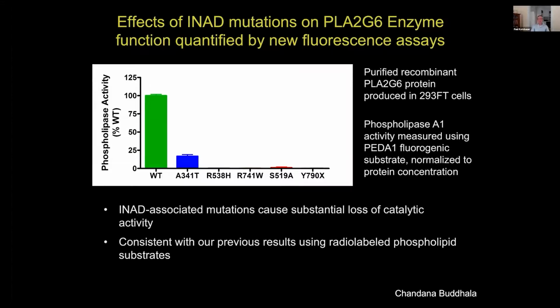So if we take that assay and look at purified recombinant protein, so kind of in a test tube, activity of an enzyme in a test tube, we see results with the fluorescent substrates that look very similar to what we've measured with radiolabeled phospholipid substrates. The wild type enzyme is quite active, but the enzymes containing INAD-associated mutations in some cases are quite inactive and have no measurable activity, and in some cases have partial activity, like the A341T mutation shown here.